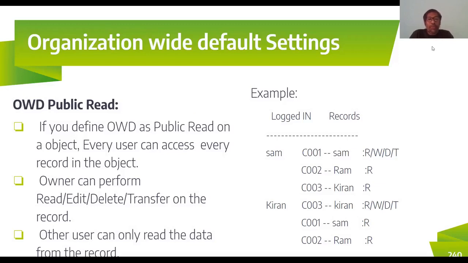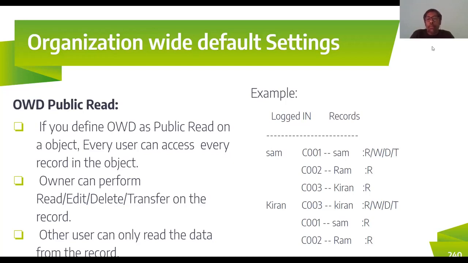Just now I told you, other users can read the data, that's it. They can view the record, not more than that. Only the owner has full access; he can read, write, edit, transfer and all those operations. On the right-hand side, Sam is the owner of C001, and he can do read, write, delete and transfer. For C002, the owner is Ram. For C003, the owner is Kiran. So the C001 record can be viewed by Ram and Kiran.